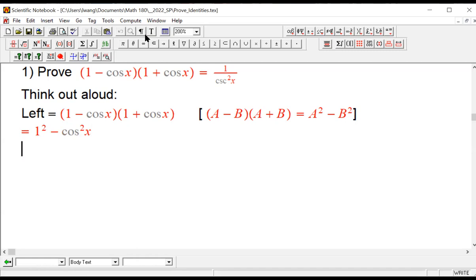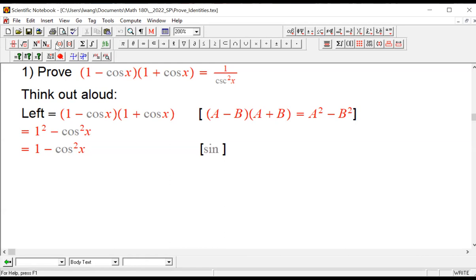Okay, and what is that? What is that? Right? And that is 1 minus cosine squared. And of course, we know the other identity, don't we? That other identity, you know so well, right? Sine squared plus cosine squared equals 1.